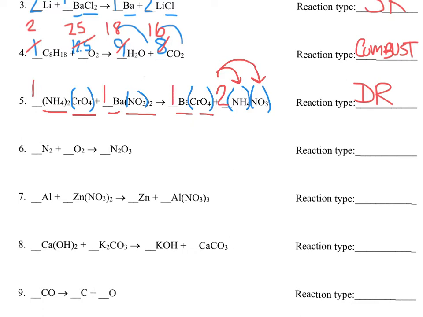So at first, this might be an intimidating one to balance, but really when you chunk everything together, it just became a 1, 1, 1, 2 to balance. Let's move on to number 6.